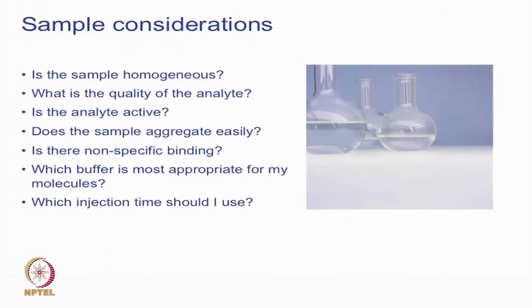And coming to the sample or analyte, it is a major contributor to bad data. So, it is very important that we purify or characterize them before our experimentations. Homogeneous samples are good enough to be considered. Please make sure that your samples are highly homogeneous, good quality, active, and that they do not aggregate and do not give us a lot of non-specific binding.